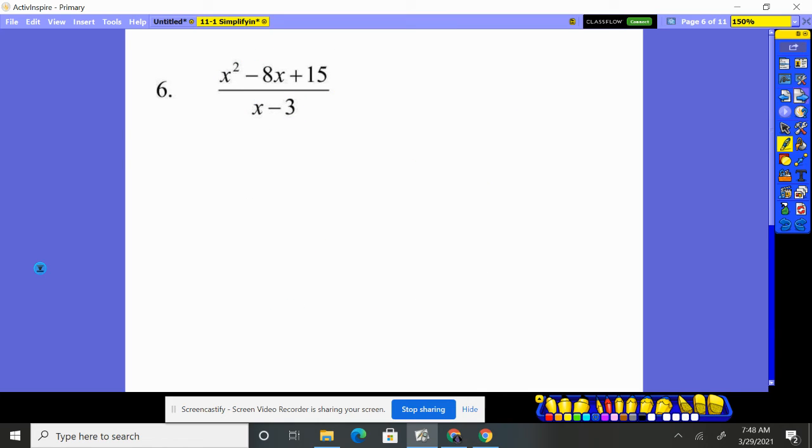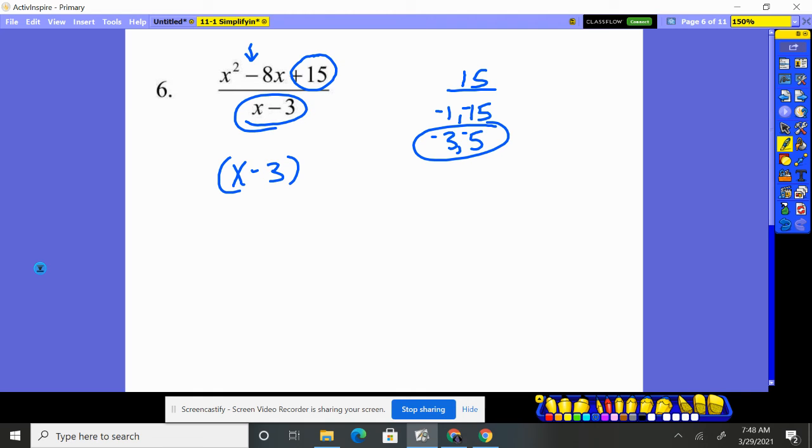Number 6, we're going to take the 15 and say, hey, what does it break down to? Easy enough. 1 and 15, 3 and 5. It's positive. Notice that's negative. That means either they're both positive or both negative. And since that middle piece is negative, we know we're dealing with 2 negatives here, because a negative times negative gives you a positive 15. Creating the negative 8, that's going to be my negative 3, negative 5. And I sort of saw that x minus 3 coming since the bottom was an x minus 3.